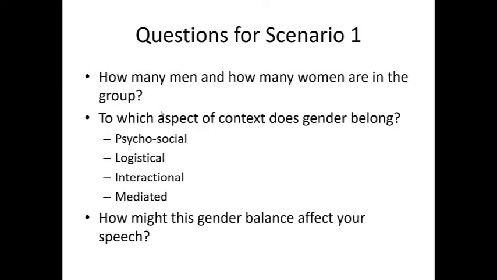I want you to think about all 8 of those aspects of communication, context and audience analysis. But one thing that stands out is how many men and how many women are in this group. If you said 25 males and 10 females, you're correct. So think about context. To which aspect of context does gender belong? If you said psychosocial, again, you're correct. So how might this gender balance affect your speech? Given that you're talking about sensitivity training, the gender balance probably matters a great deal.